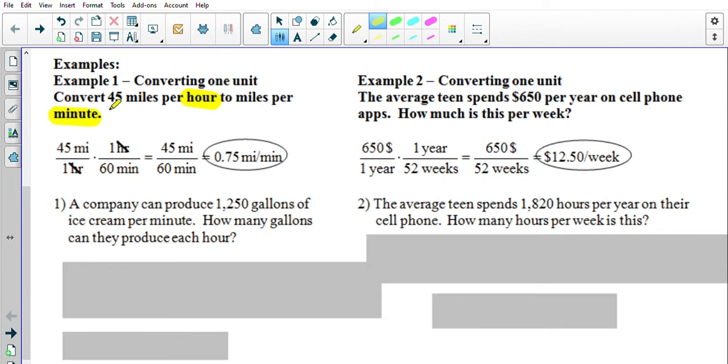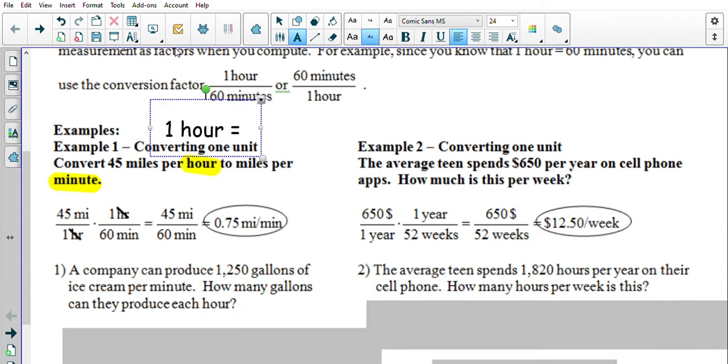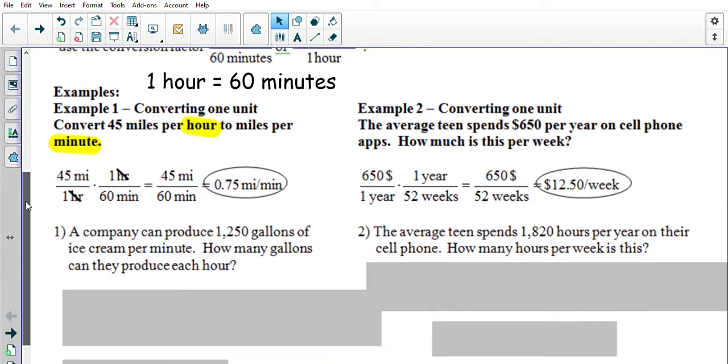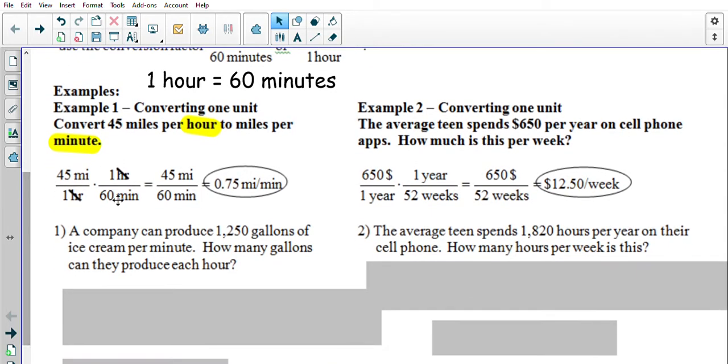So the first thing I do is I'm given 45 miles per hour and I write that as a fraction, 45 miles over 1 hour. And then I need to look for a conversion factor between hours and minutes. I know that 1 hour is 60 minutes. So that is going to be my second fraction, but I have to figure out what number goes where. Does the 1 hour go on the top or the bottom? So since hours was on the bottom here, I'm going to put hours on the top.